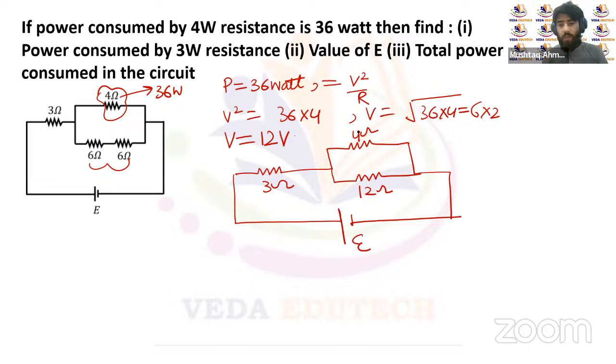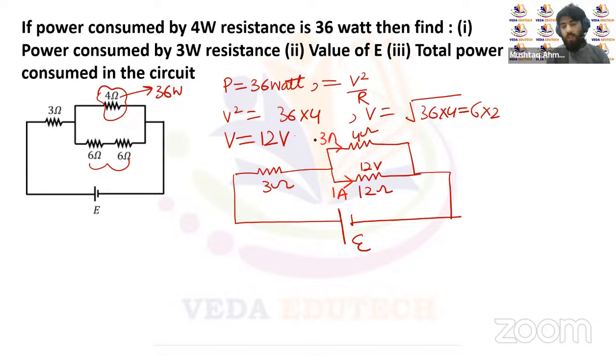The potential drop across this 4 ohm resistor is 12 volts, and the same should be the potential drop across this 12 ohm resistor also. If the potential drop across this 12 ohm resistor is 12 volts, the current through this resistor has to be 1 ampere. And the potential drop across this 4 ohm resistor is 12 volts, so the current through this resistor will be 3 ampere.